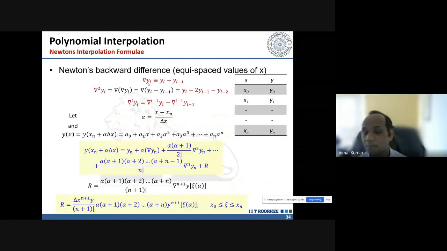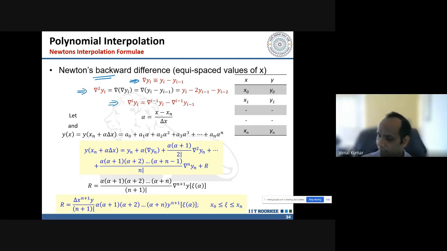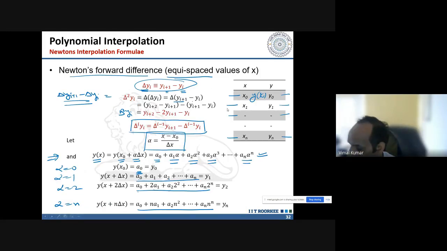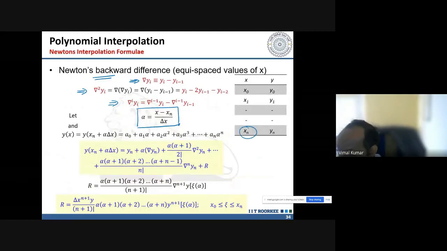Similarly, if we go for backward differences, we use reverse delta. Reverse delta yi is equal to yi minus y(i minus 1). Sometimes people refer to this as del, but I'll avoid that because it can confuse. So we again define differences: reverse delta yi, reverse delta square yi, and so on. The alpha value is not different in form; we should use x minus xn divided by delta x, where xn is the last point. In case of forward differences we have the first point x0, but in the backward difference we have the last point xn.